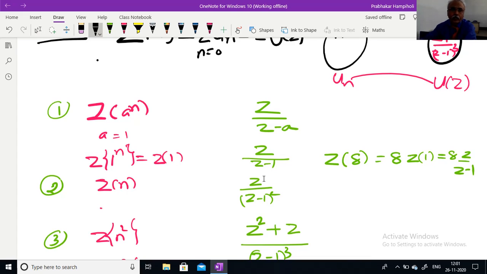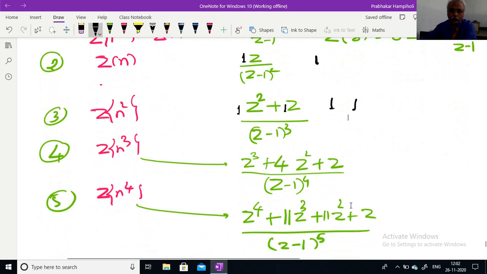is the coefficients here. See, for n it is 1 z. Here also 1 and 1, 1 1. Next coefficients 1, 4, 1. So 1, 4, 1. Can you tell me the next coefficients? 1, 11, 11, 1, 1, 11, 11, 1, just like mobile numbers, if you repeat them again and again.